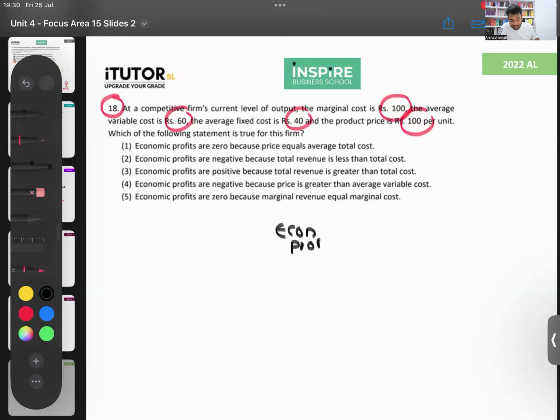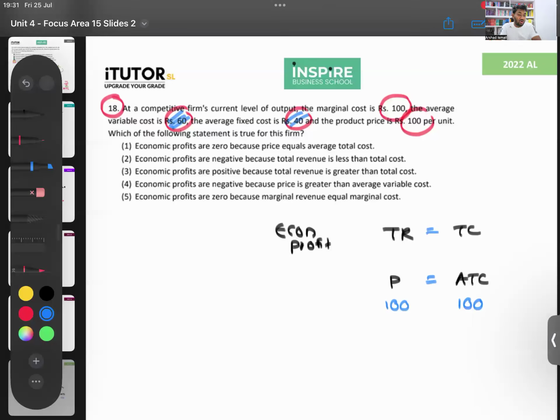What can you say? To look at economic profits, you have to look at the total revenue and total cost. If that is not there, you look at per unit, price and the average total cost. The price is 100. How much is your average total cost? Variable cost is 60, fixed cost is 40. So average cost is also 100. So if these two are equal, means these two are equal.